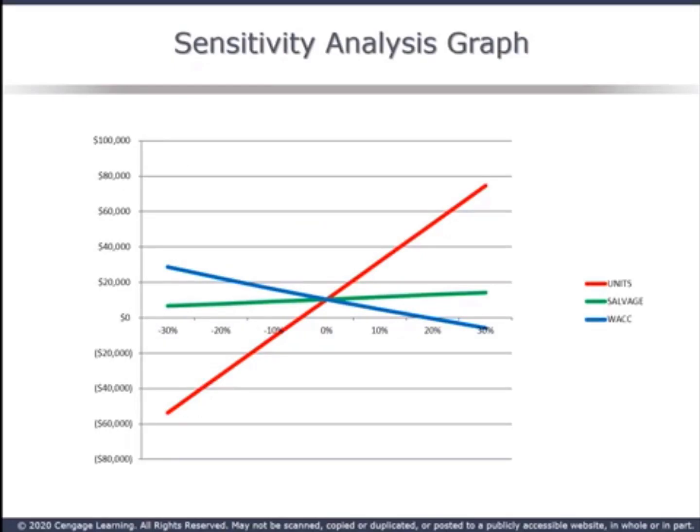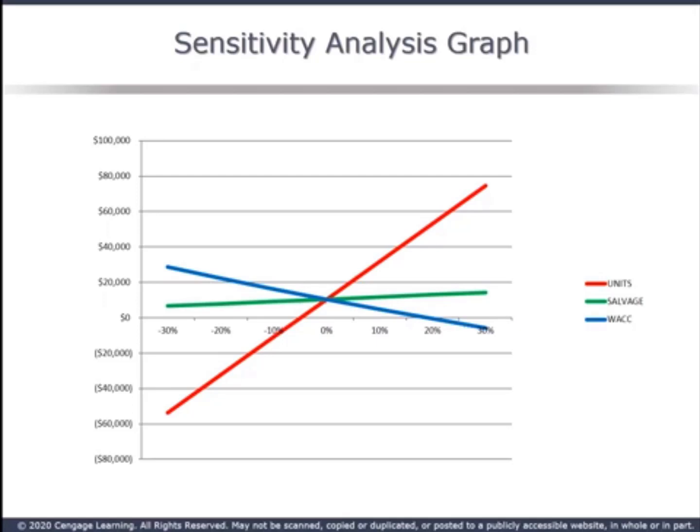Graphing the data from the table, we can observe the units line, the red line, is the steepest and is upward sloping. That means that the relationship between units and NPV is direct. Units goes up, NPV goes up. The salvage value line is the flattest and upward sloping. Again, a direct relationship. The cost of capital line, the blue line, is downward sloping, indicating an indirect or inverse relationship with NPV. When the cost of capital, the discount rate, goes up, NPV goes down.